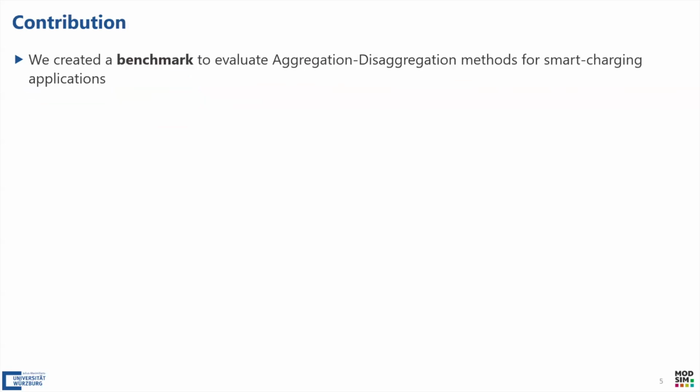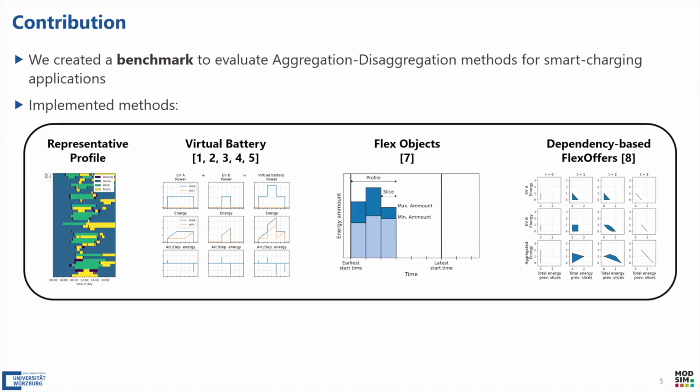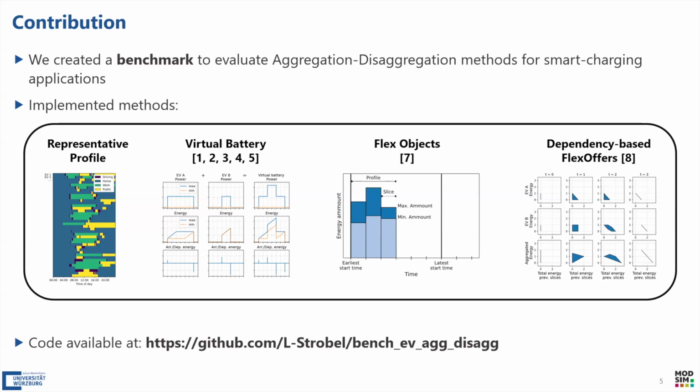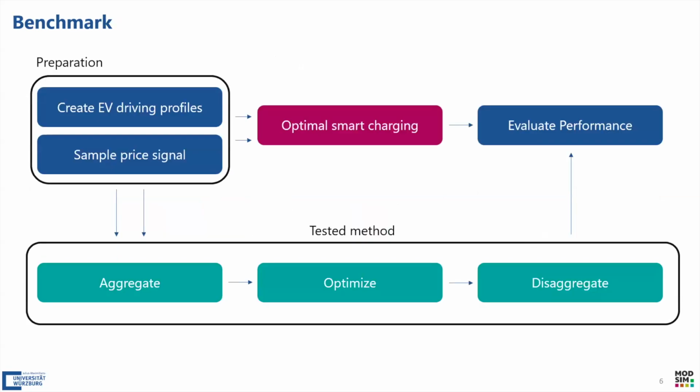The methods that I had a look at are these. So it's representative profile, a very simple approach. The virtual battery, we had a look at that in one of the presentations last day. And the flex object or flex offer and the dependency-based flex offer approach, which we also had a look at in the last section. The benchmark is available on GitHub. You can download it, use the benchmark yourself, and you can also use the implementations that I developed for the different methods. So how is the benchmark set up?